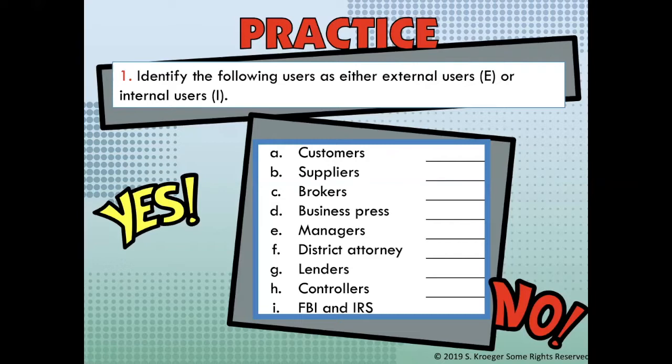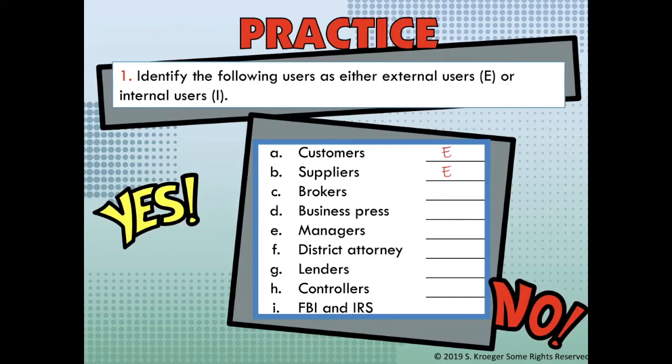Okay, for part A, it's customers. Do you think that customers would be external or internal to the company? Well, a customer is not an employee of the company, therefore it would be external. What about a supplier? These could be other businesses that we get our supplies from, our materials from. Are they managers in our business? No, even though we buy stuff from them, they are still external. I buy stuff from Amazon all the time. That does not mean that they work for me.